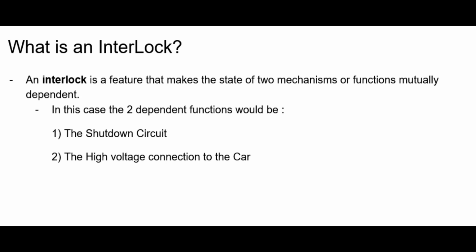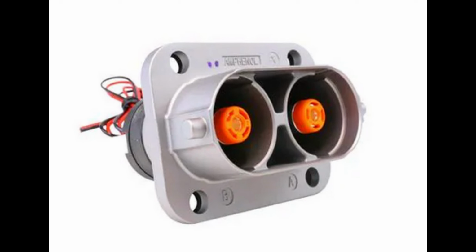Here's a quick photo of the type of connector that we use. This is a two-prong Amphenol connector, specifically designed for high voltage applications. So when you plug in the female side of this connector and fully engage it, it will allow, obviously, the high voltage to flow through it to the motor controller, and then additionally provide that other thing we talked about, the interlock function, which will allow the shutdown circuit to flow through it.